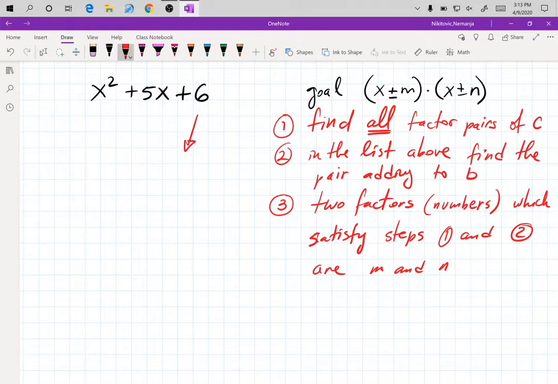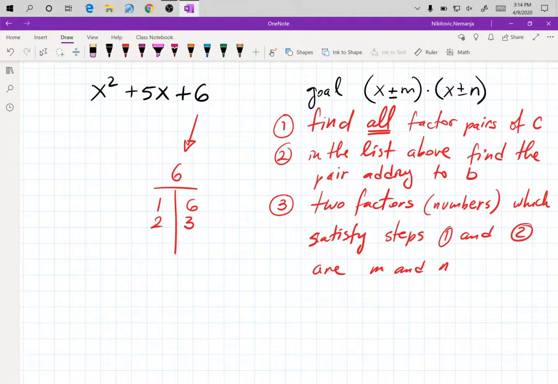So we need to factor 6. What are all of the factors that we can get for 6? 1 times 6 makes 6, 2 times 3 makes 6, and there is nothing else. I mean, you can go 3 and 2, but that's the same as the previous one. Then 4 doesn't work, 5 doesn't work, 6 is again 6 and 1. So that's it. We just have two pairs, 1 and 6, and 2 and 3. Hopefully you see that 2 plus 3 is 5.